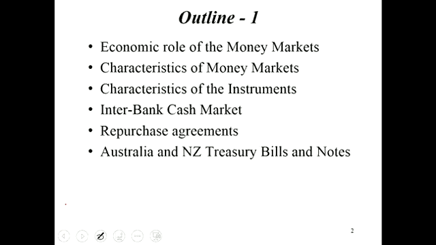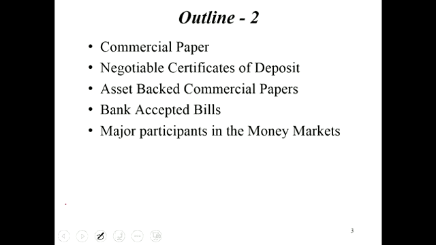So this is an outline of what we're going to do. We'll talk about the economic role of the money markets, and they are definitely markets, not a single market, the characteristics of those markets, and then the instruments that are used within them. Then we'll look at a few of the markets: the interbank cash market, which we've actually met before, and the repurchase agreement, again, we met those before. Then New Zealand and Australia Treasury bills and notes, those are government securities, and a bunch of private sector securities: commercial paper, negotiable certificates of deposit, asset-backed commercial paper, bank accepted bills. And then finally, who actually are the people who participate in these money markets.